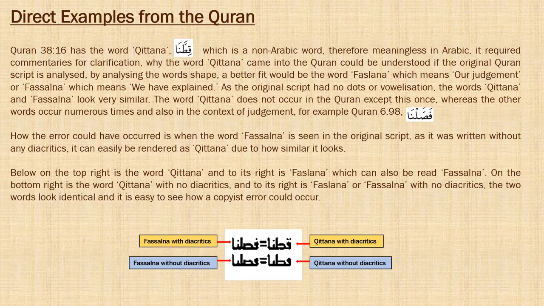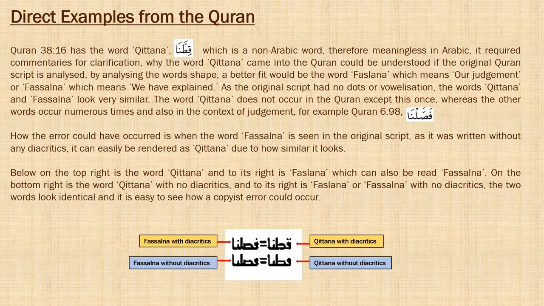The word qittana does not occur in the Quran except this once, whereas the other words occur numerous times and also in the context of judgment. For example, in Quran 6:98. How the error could have occurred is when the word fassalna is seen in the original script.